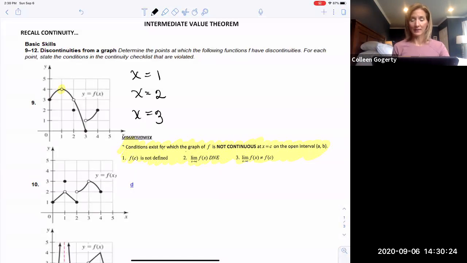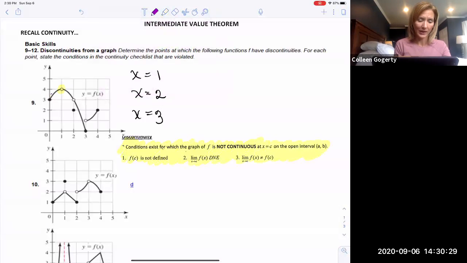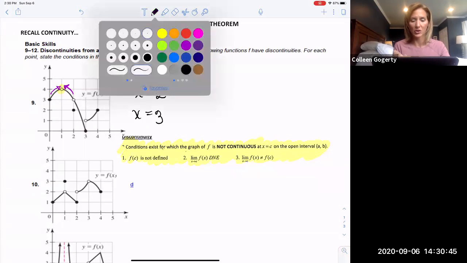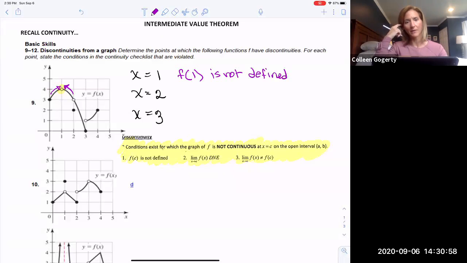And it's not that there isn't a limit. We definitely have a limit going on. And keep in mind, if we're walking from the left of 1 and we're walking from the right of 1, the outputs are definitely getting closer and closer to 4. So we have a limit. The problem is that at f of 1, we don't have a defined function. So actually, I'm going to keep that color. So where we have failure is that f of 1 is not defined. Sorry, my writing is a little messy at the moment. Okay, so now let's take a look at 2.